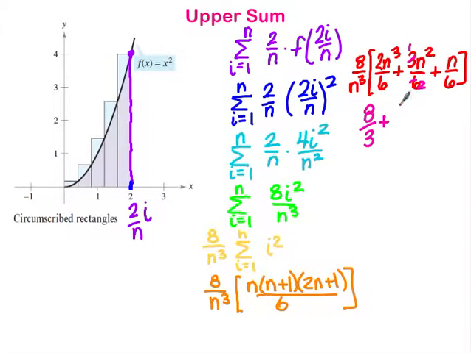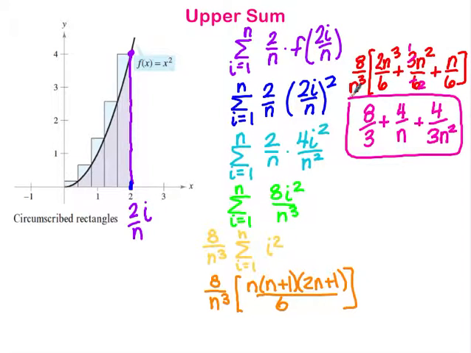So I end up getting 4 over n, and then in this case, I get 4 over 3n squared. It's almost the same thing. The difference is that I believe the one was negative. There was a negative 4 over n on the previous slide, not a positive 4 over n. So the upper and the lower, that's how you find the two sums. That's one problem. Perfect. Okay.